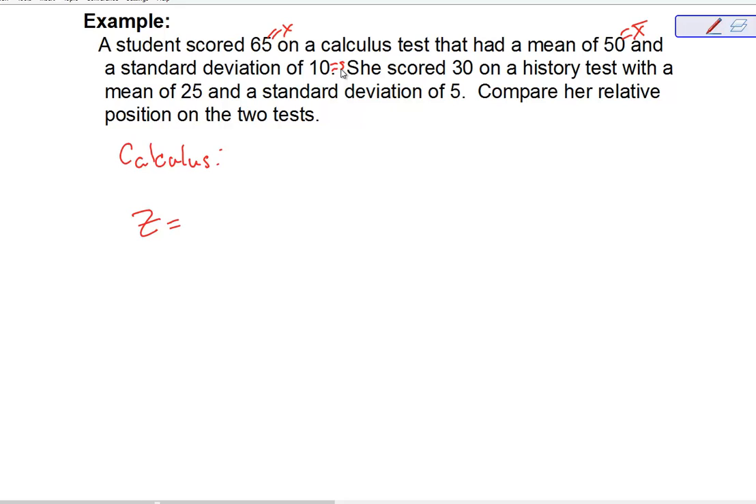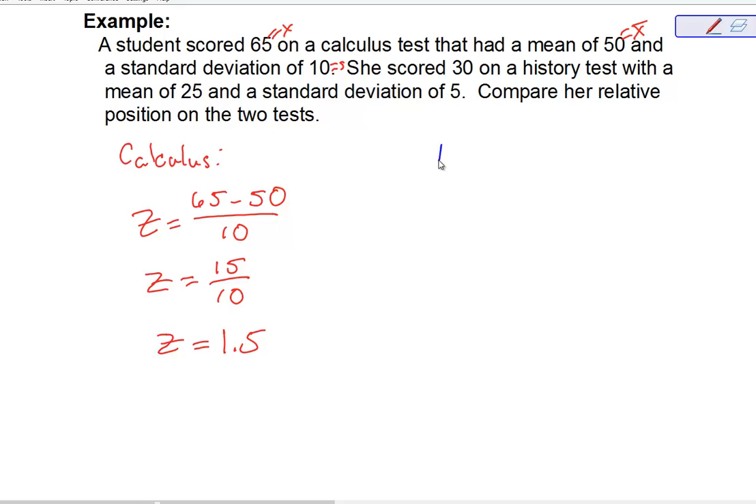So her z is 65 minus 50 divided by 10. So her z-score becomes 15 divided by 10, which becomes a 1.5. So in calculus, she has a z-score of 1.5.